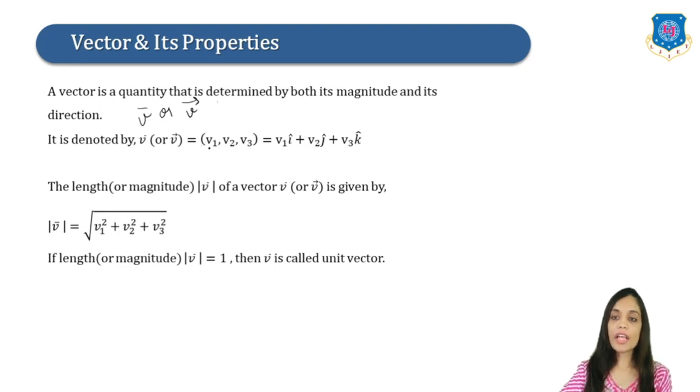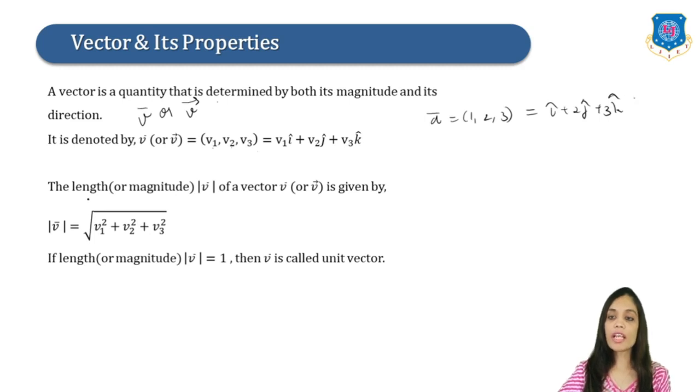Or we can write it as v1, v2, v3, and v1 i cap plus v2 j cap plus v3 k cap. So if I write a bar as 1, 2, 3, I can write this as i cap plus 2 j cap plus 3 k cap.